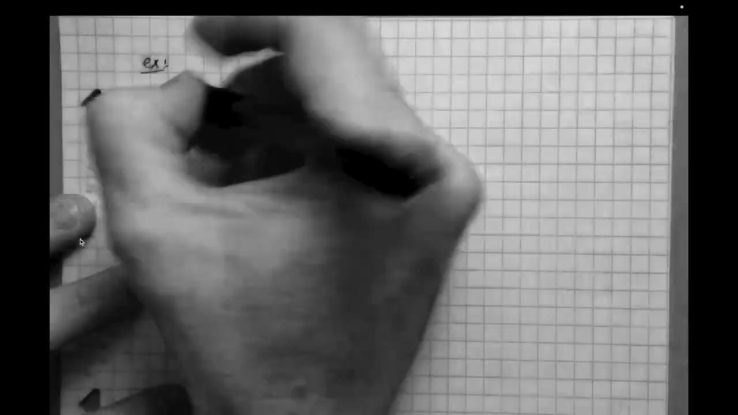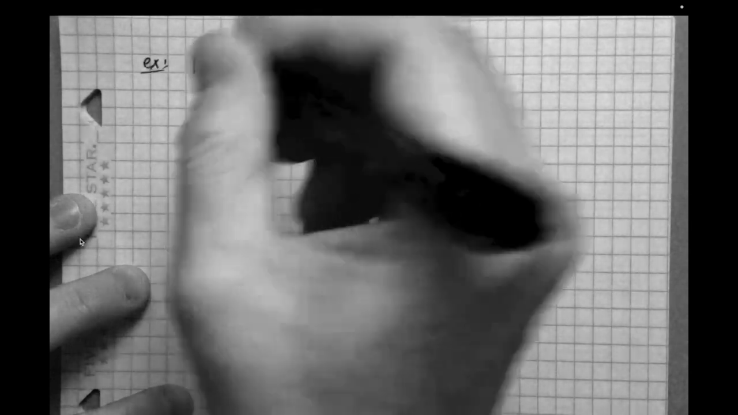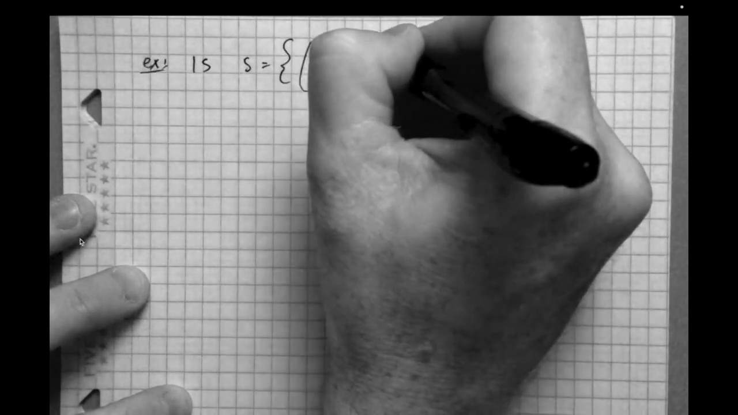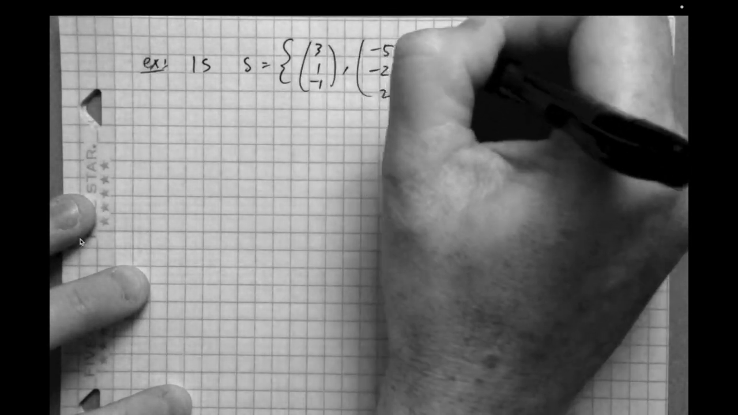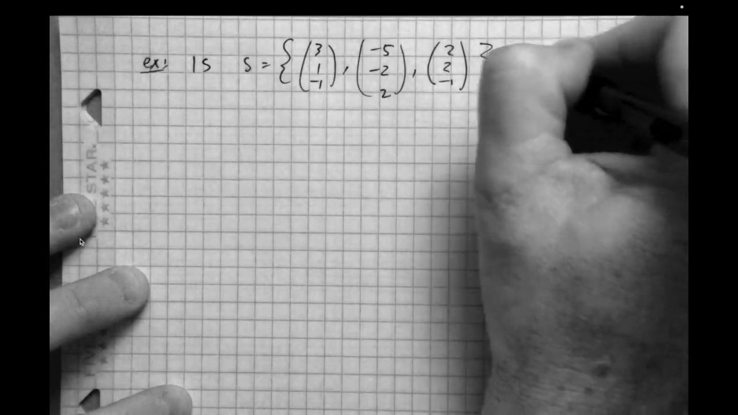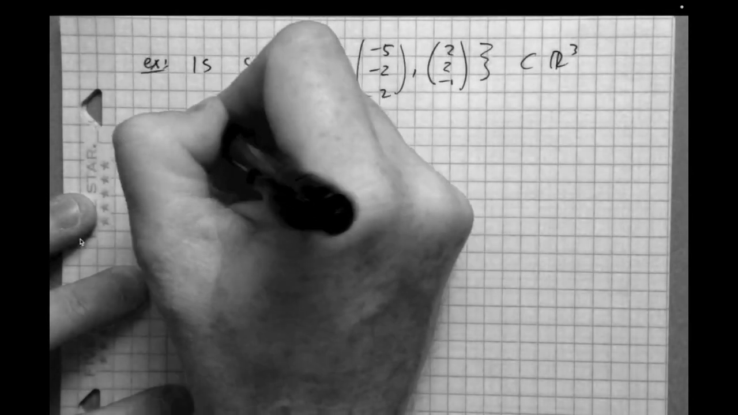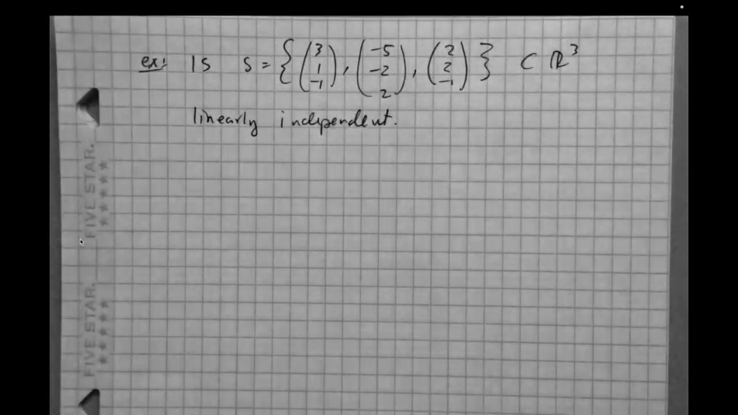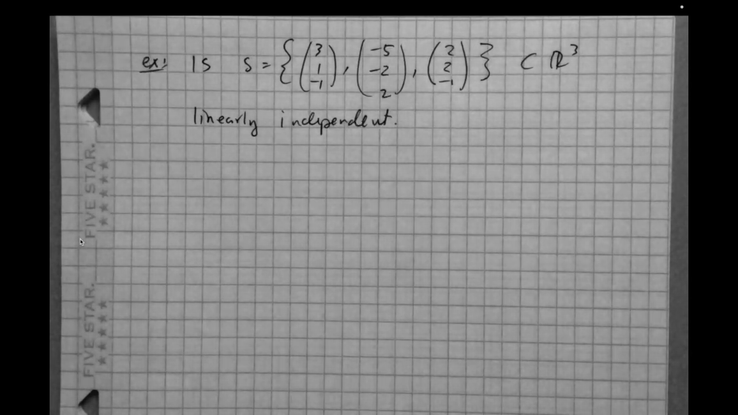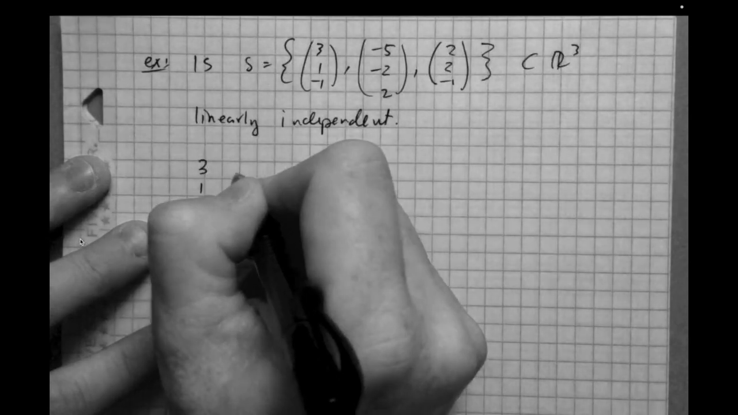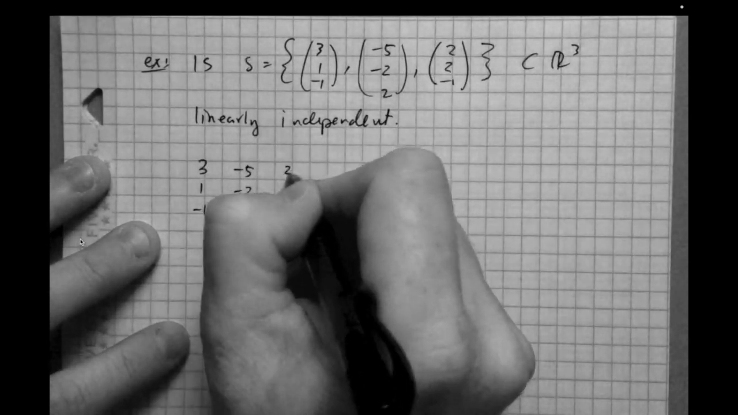So example, is S equal to (3, 1, negative 1), (negative 5, 2, 2), (negative 5, negative 2, 2), and (2, 2, negative 1), a subset of R3, is S linearly independent? Again, these are not obvious vectors. The scalars for representing one by the other two are not clear, so let's just plug it into a matrix. So 3, 1, negative 1, negative 5, negative 2, 2, 2, 2, 1, right?